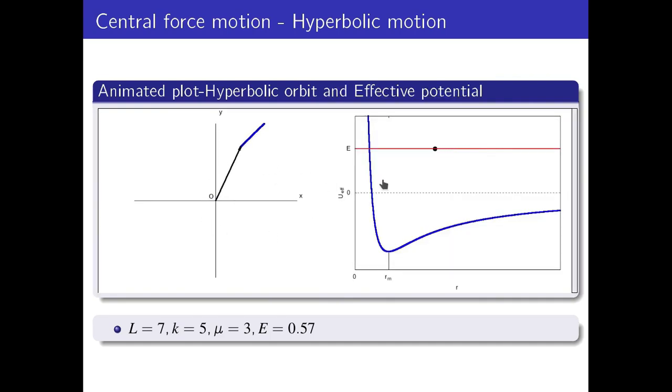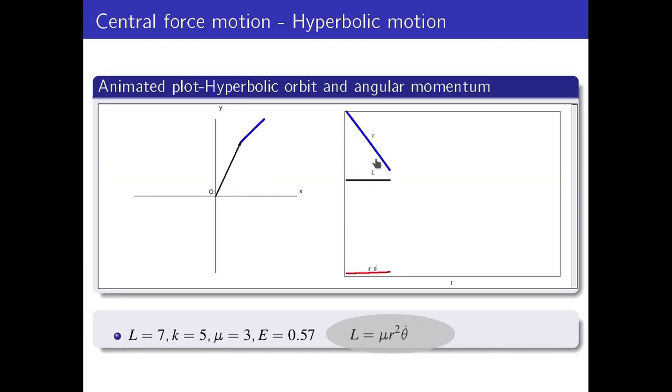This is the animated plot together with the effective potential. Again, the black dot shows the position r corresponding to the orbital motion, and this point is the intersection of the energy E with the effective potential. Similar to the parabolic motion, r gets smaller values until the intersection point and then gets bigger values. This motion does not repeat itself since there isn't any turning point on the right side.